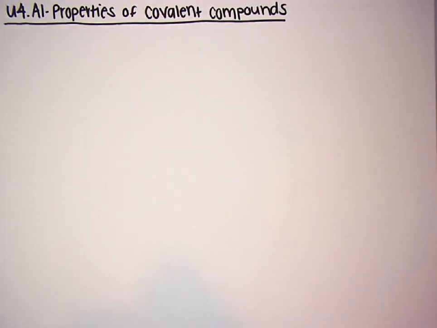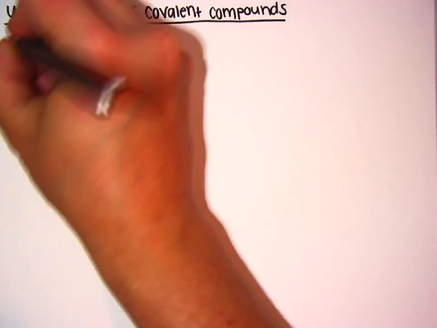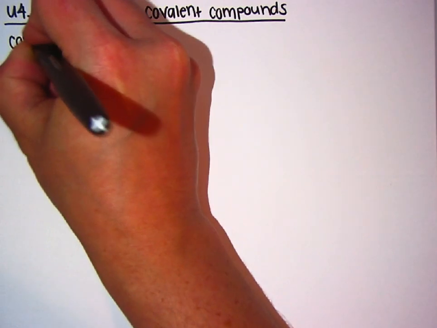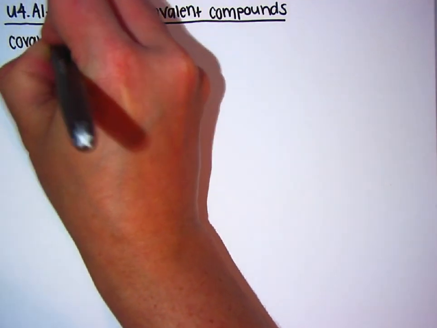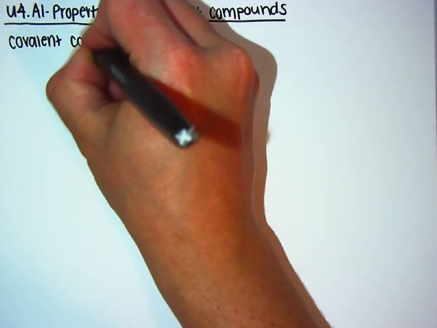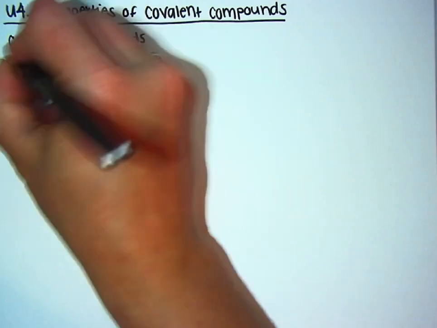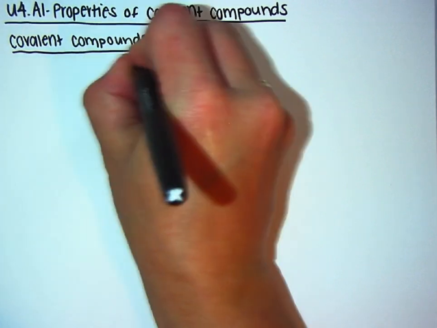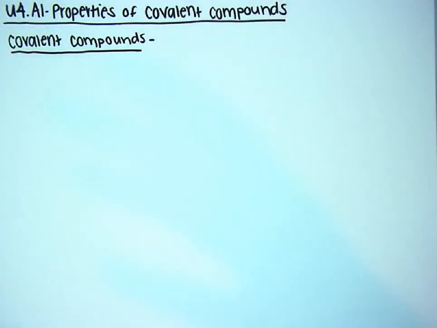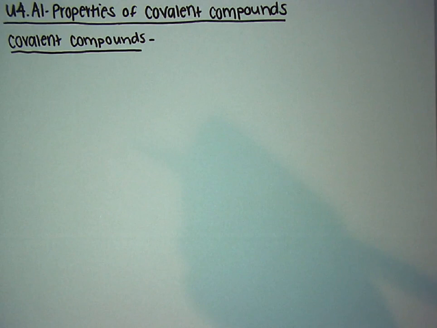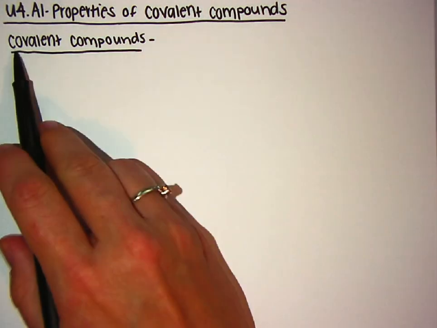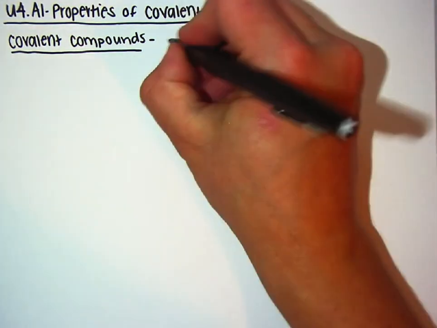In this lesson, we're going to cover Unit 4, Acquisition 1 on properties of covalent compounds. So first, we have to talk about what covalent compounds are. That prefix co means shared, and valent is for valence electrons. So covalent compounds are going to have shared valence electrons.